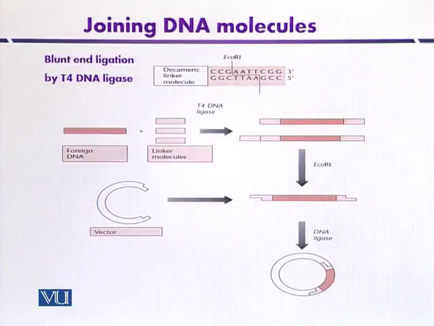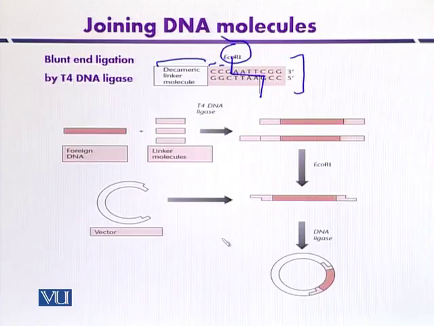So this diagram will explain how blunt end ligation can be carried out by using T4 DNA ligase. Here we have a linker molecule that is called a decameric linker molecule because it is composed of 10 subunits or bases like C, C, G, A, A, T, T, C, C, G, and it also contains the restriction site for the enzyme EcoR1. So we can join these linker molecules with foreign DNA or DNA fragments.